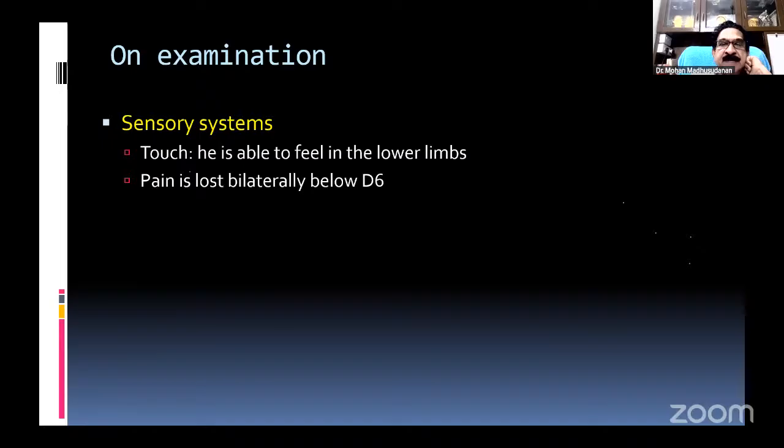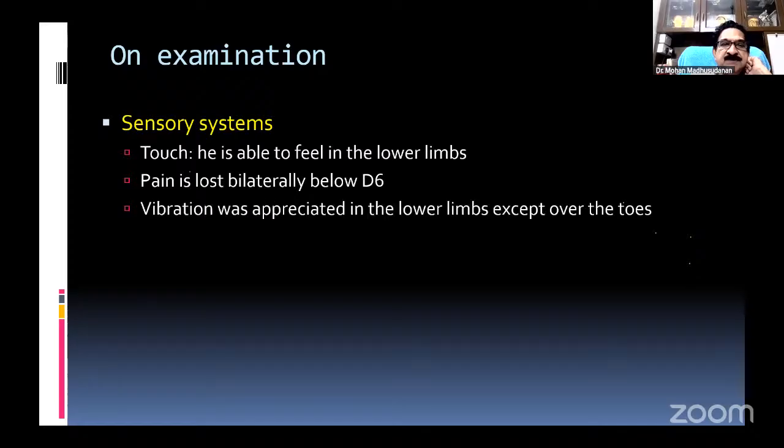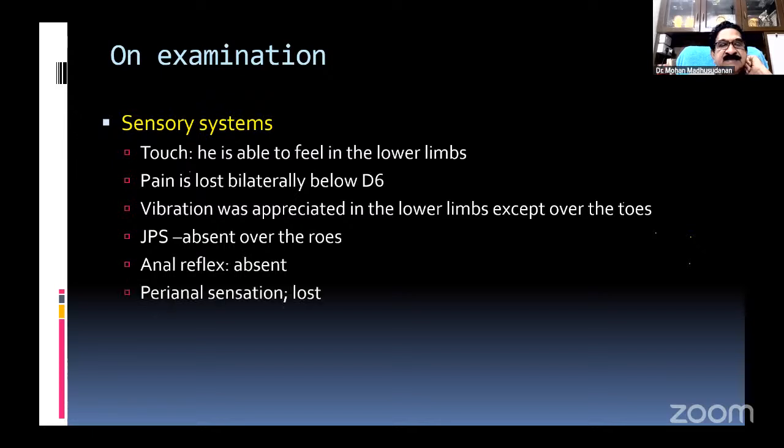Pain is lost bilaterally below D6 on both sides. Vibration appreciated in the lower limbs except over the toes. Joint position sense is absent over the toes. Anal reflex absent. Perineal sensation lost. Now, next steps.